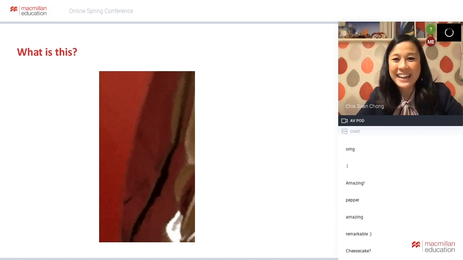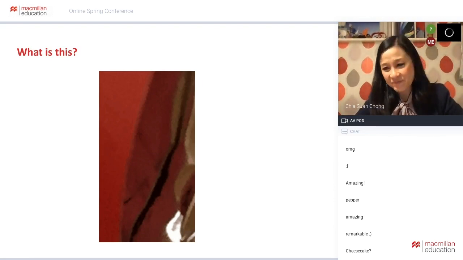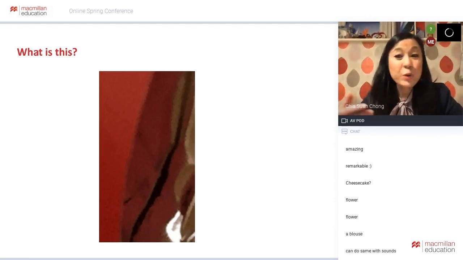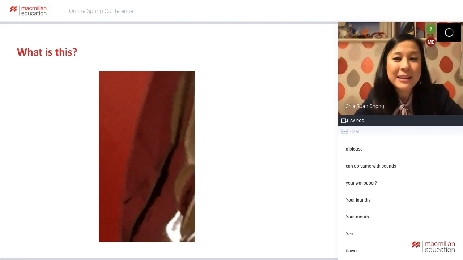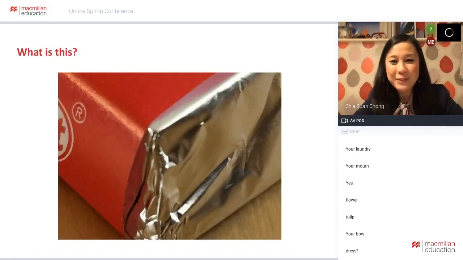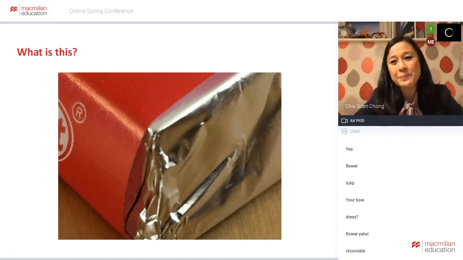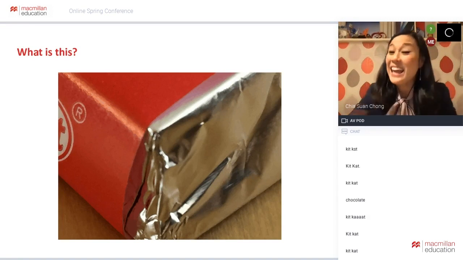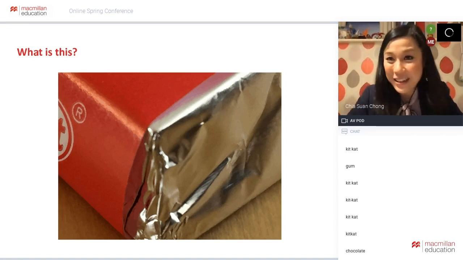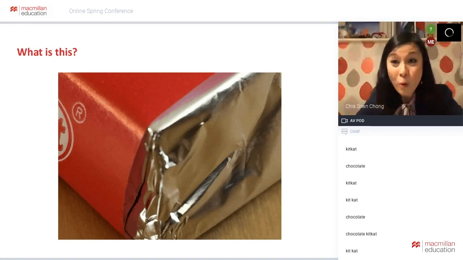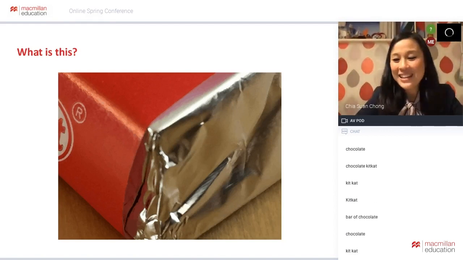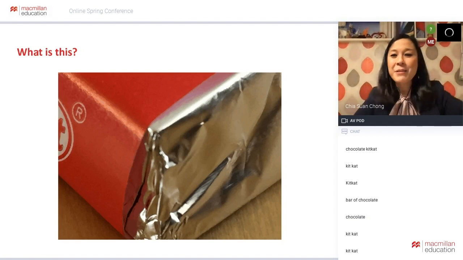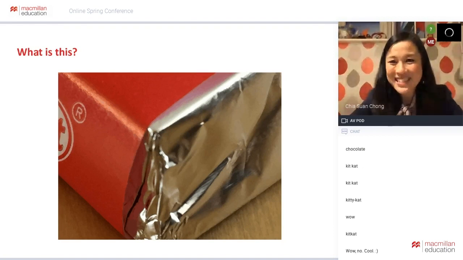What is that? Shall we zoom out a little bit so that you can see what it is? Let me zoom out a little bit for you, okay? This is it zoomed out. What is it? It is Kit Kat. And did you know that Kit Kat originated in York, which is where I live? Kit Kat is from York, and I find this a great way of introducing York to my students.